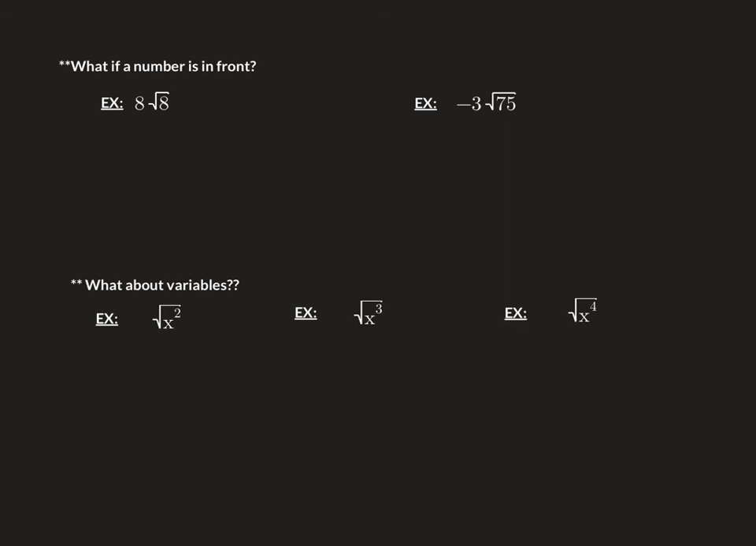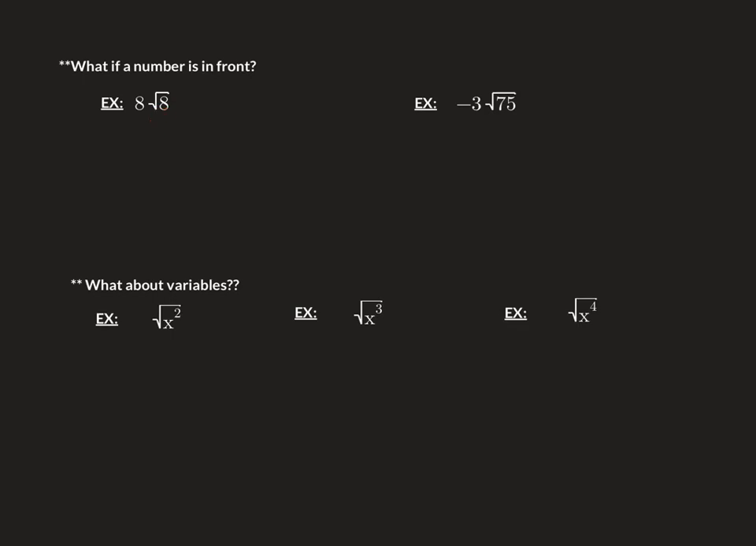Okay. So what do you think happens if there's a number in front, like this 8 or this -3? Do you think that affects anything? Well, it actually doesn't affect a whole lot. What it does is it will change our final answer, and we'll see that in just a second. But basically, I worry about the radical, the square root, and kind of ignore the 8 to begin with. It plays a part in the end. So try simplifying the square root of 8 for me using whichever method you'd like.